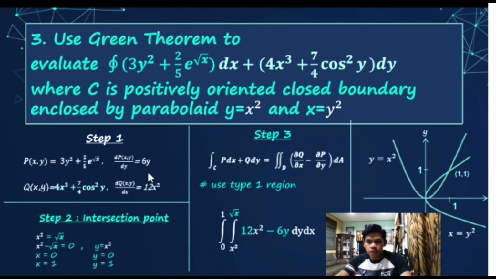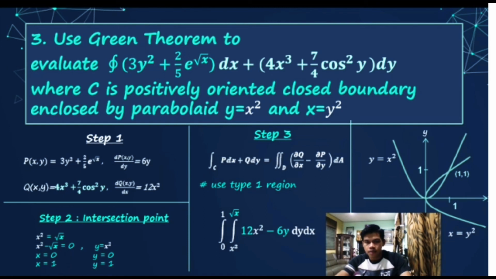Then we differentiate dP over dy and we get 6y. Then we differentiate dQ over dx and we get 12x squared. Then we go to the next step, which is to find the intersection points to sketch the graph later. So we need to find the values of x and y. First we find the value of x. We get 0 and 1.